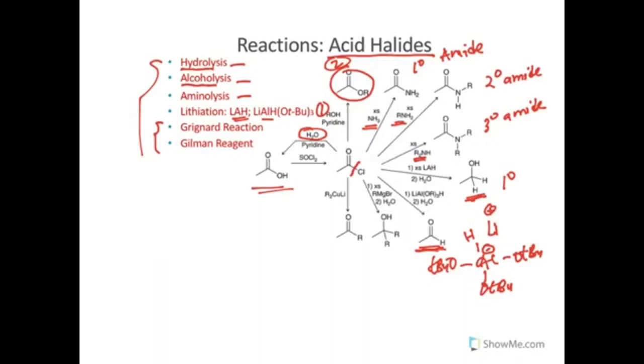With Grignard reaction, we can form tertiary alcohols, and then with Gilman reagent, this is unique to acid halides. They specifically react with Gilman reagent to form a ketone. So now we can classify these six categories of reactions, and the transformation of the products formed will, as we have realized, depend on the nature of the nucleophile that has been used.